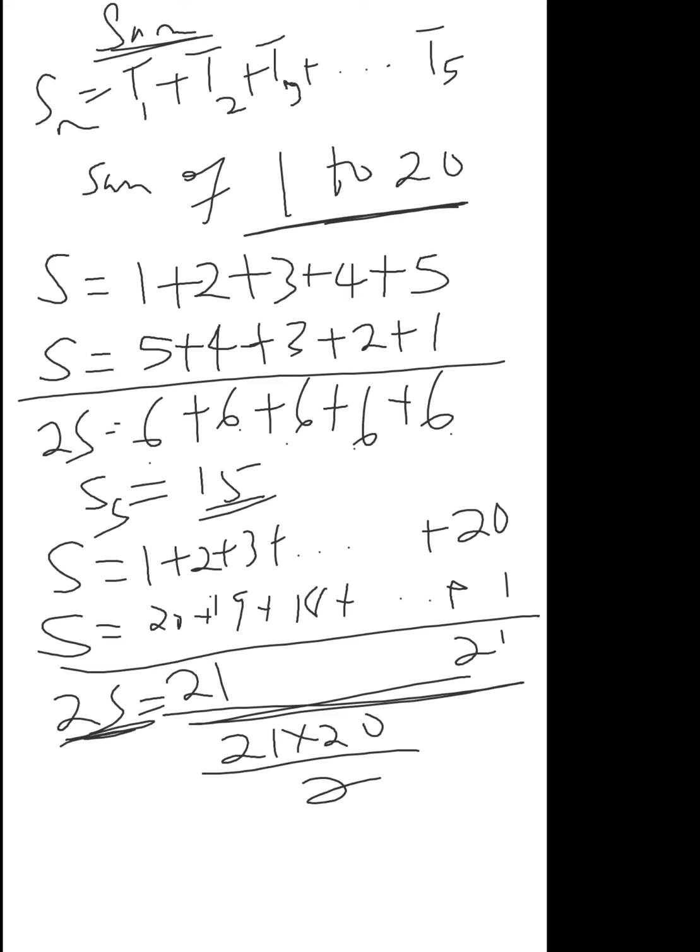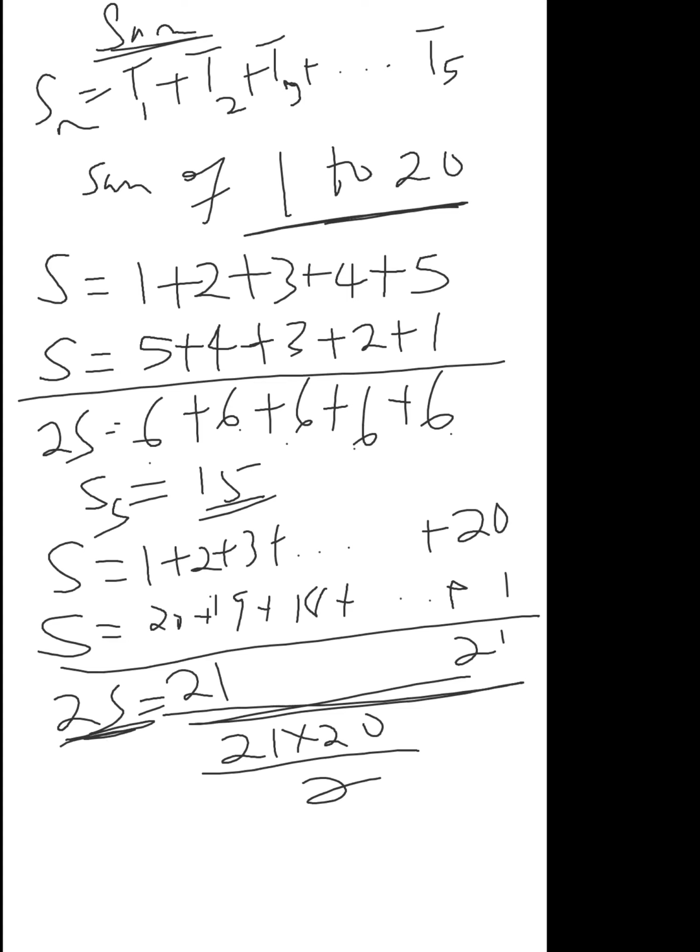21, each of them, multiplied by what? 20, which is the total number, over what? Over 2. So if I just say 2 in 1, 2 in 10, that will give us 210 straight. So easily I can find the sum of numbers from 1 to 100. What's the sum of numbers from 1 to 100?